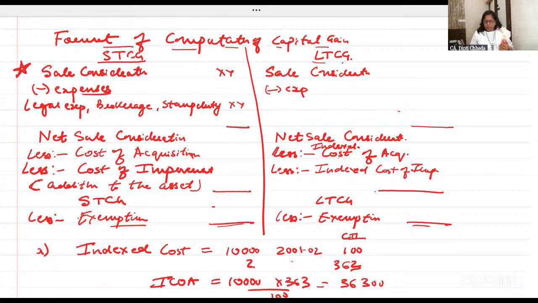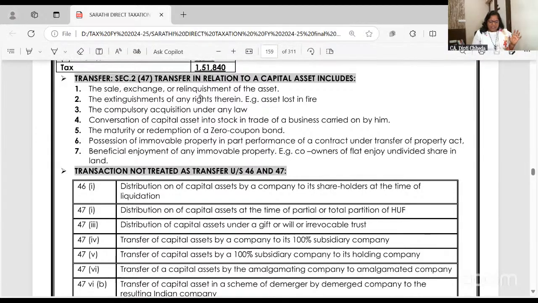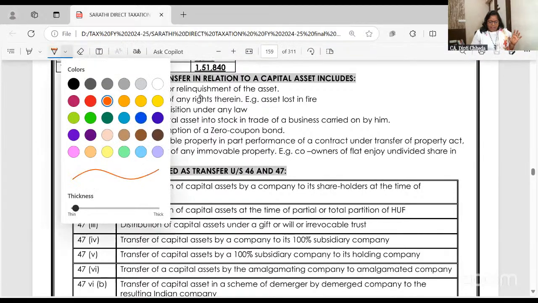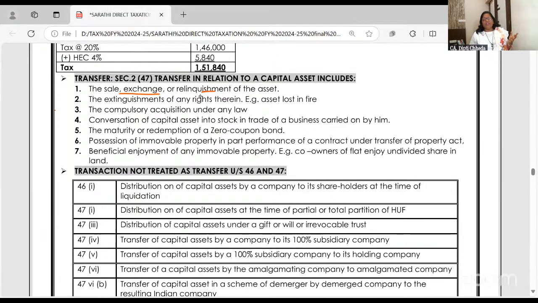Before I go into this, let us just revise the definition of transfer also. No one is going to ask you that as a theory question. It's a very nice definition. Tax rates, leave them for now, we will do them. Sale, exchange, relinquishment, it's a transfer. Even if it's not an outright sale, it's a barter, it's a transfer. Extinguishment of right is a transfer.